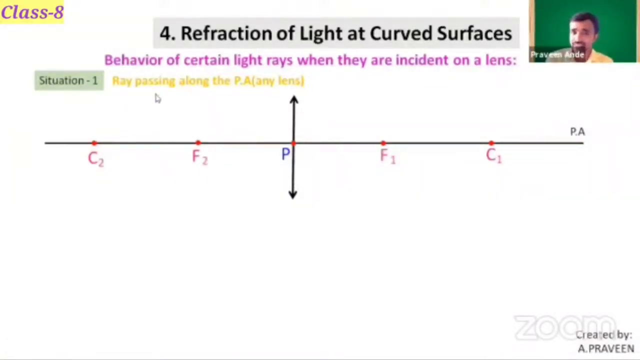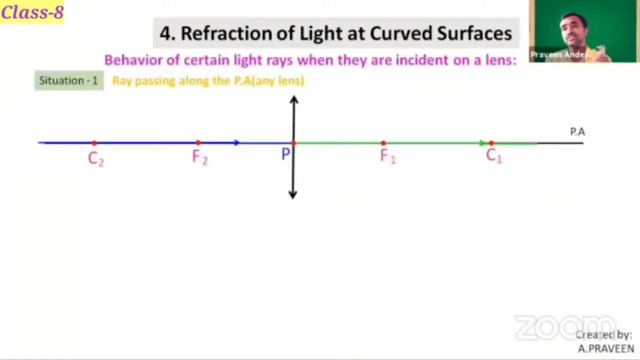Then come to your situation. What is that? Ray passing along the principal axis. So here look at the blue colored ray. It is along the principal axis. How does it behave after refraction? Are we able to generalize its behavior after the refraction? Yes. So here this is considered to be a normal instance, right? So it simply continues in its path without any deviation, remains undeviate. If any ray passes along the principal axis of a double convex lens, it remains undeviate after the refraction.